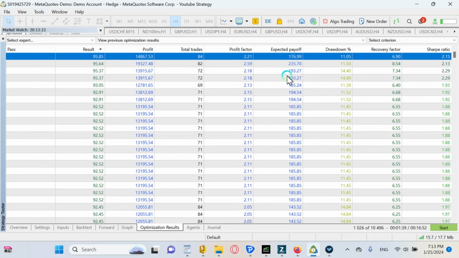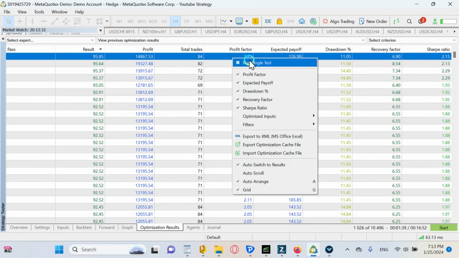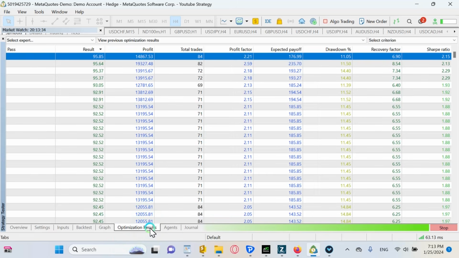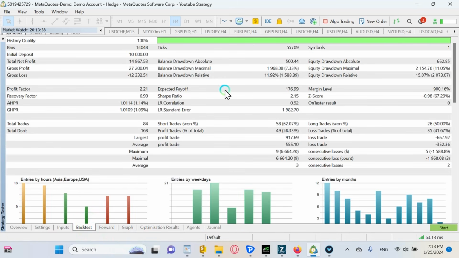So just information: profit factor is 2, recovery factor is approximately 7, and Sharpe ratio is 2. It is not extremely bad. Let's see how the backtest is looking. The backtest looks pretty good. Only 7% drawdown, more than 140% gain. Yeah, it looks pretty good.